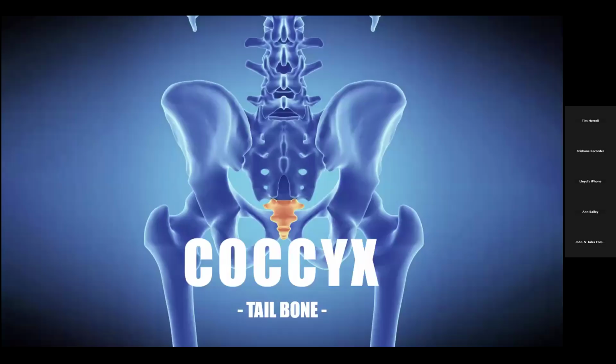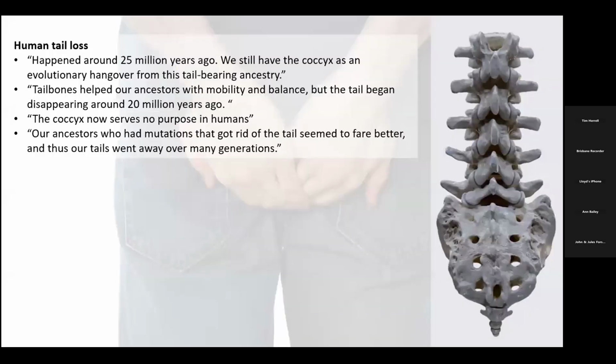Classic one, isn't it? The coccyx or the tailbone. Okay, so what about the coccyx or the tailbone? Evolutionary claims. Happened to be around about 25 million years ago. This is what evolutionists say. We still have a coccyx as an evolutionary hangover from this tail-bearing ancestry. Tailbones helped our ancestors with mobility and balance, but the tail began disappearing around 20 million years ago.